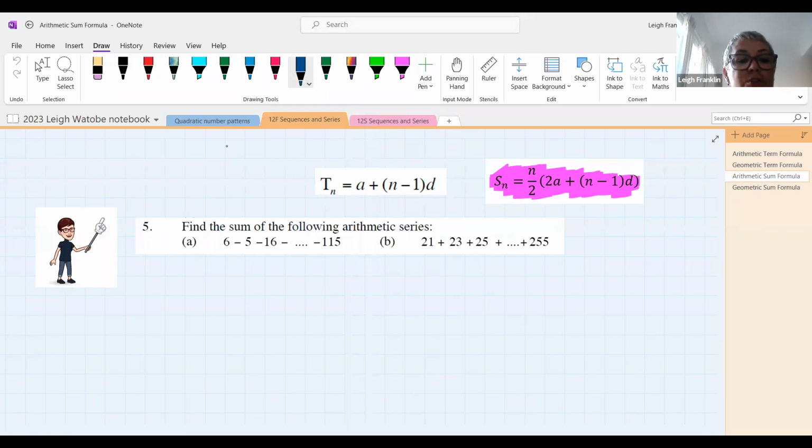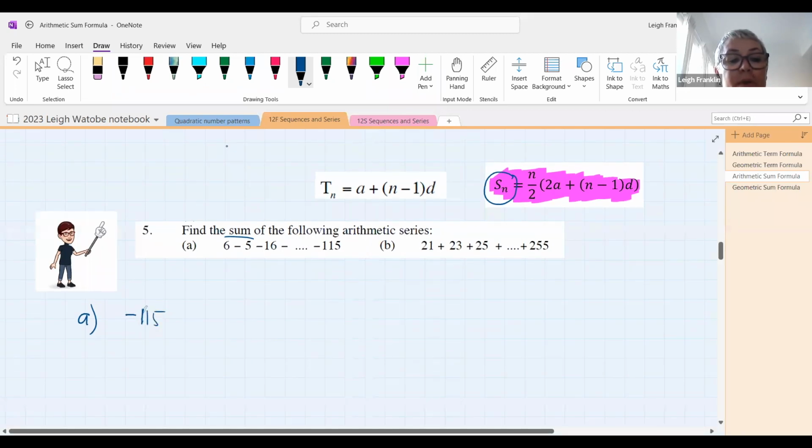As far as question A is concerned, they've asked us to find the sum of the following arithmetic series. That means they want us to work out Sn, but we don't know how many terms there are in this series. So we have to use the term formula to calculate the number of terms first. Tn is minus 115, which is equal to a, which is 6, plus n minus 1. n is what we are solving for.